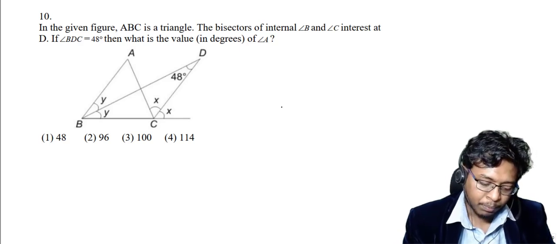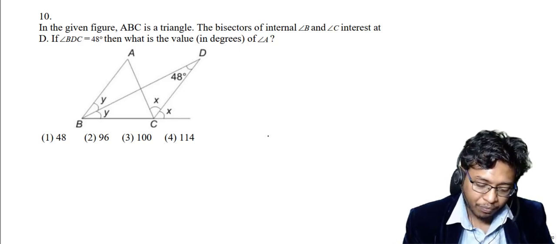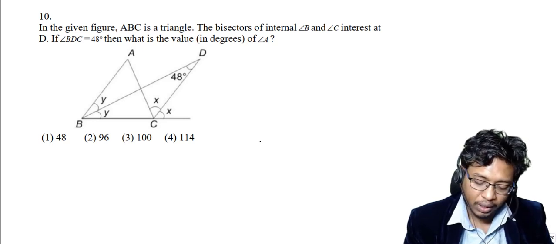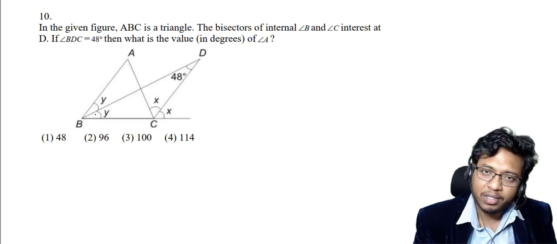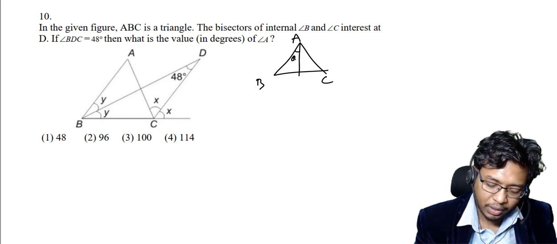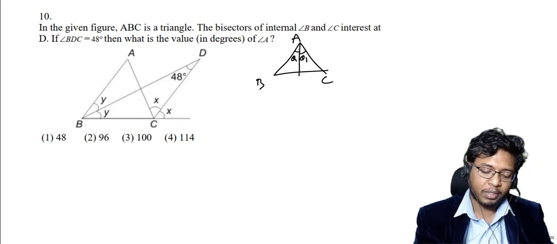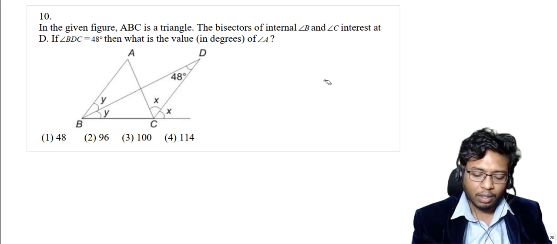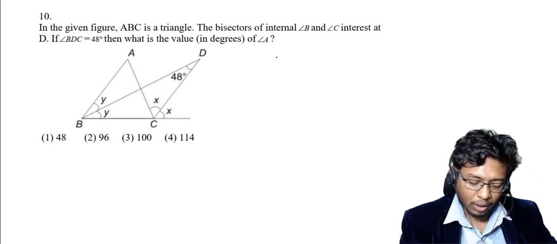Right. See this. The bisectors in a triangle, the figure is given. ABC is a triangle. Bisector of internal angle B and C. Angle bisector is nothing but, if you have a triangle like this ABC, if this is an angle bisector, that means this will be theta 1 and this will be theta 1. That means it bisects the angle. Okay.